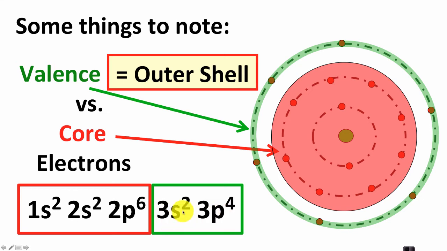So they'd be 3s2, 3p4. And the core electrons would be in this case a noble gas configuration, 1s2, 2s2, 2p6. So what we would say for sulfur is it has a total of 6 valence electrons, 2 here and 4 there. And the valence electron arrangement would be 3s2, 3p4.